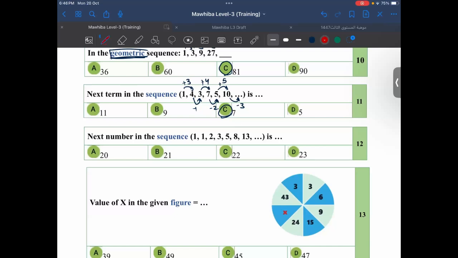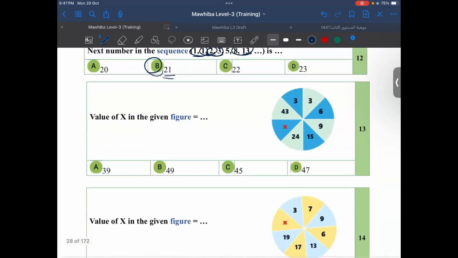Question 12 here, the next number in the sequence is, yes, Yasmin? Yes, excellent. So here it's going to be B, 21. Here the sequence is we add the two numbers before and we get the third number. So 1 plus 1 equals 2, 1 plus 2 equals 3, 2 plus 3 equals 5, and so on. So now we have 8 plus 13 equals 21. Excellent. Yalla, question 13.